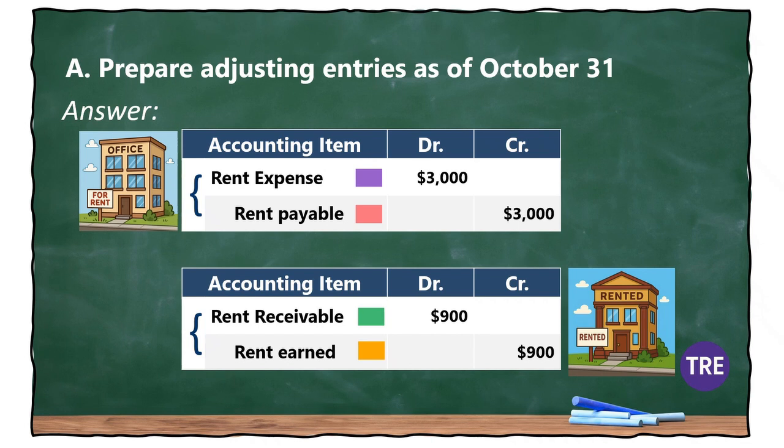The key point is that these adjusting entries ensure October's financial statements reflect the correct expenses and revenues, even though cash will not be paid or collected until November.